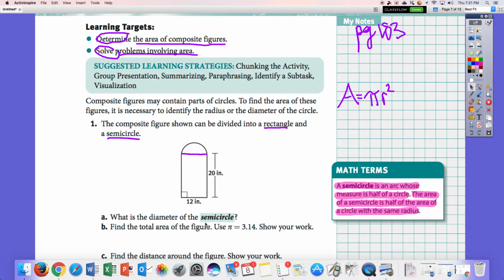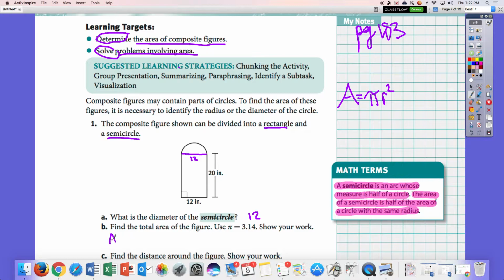So what's the diameter of the semicircle? Again, we need diameter or radius to find our area. So for the diameter of the semicircle, we'd have to take a look down at the bottom. Well, the length across is 12 inches, so my diameter up here is, again, 12 inches. So then we're finding the total area of the figure, which means we need to find the area of the semicircle and the area of the rectangle.